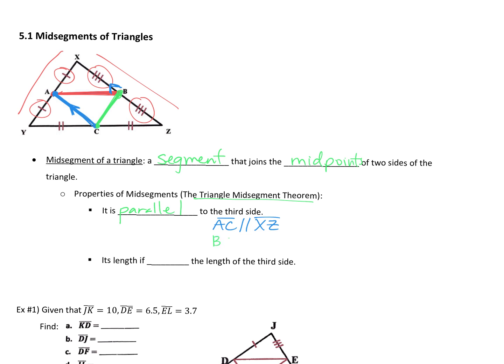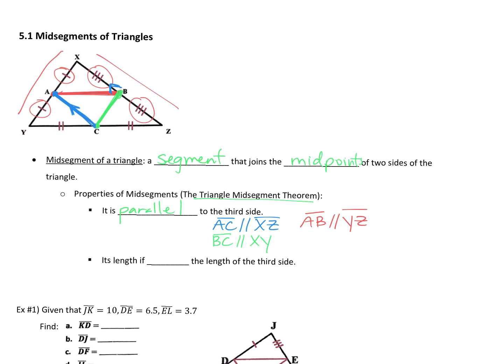BC then is parallel to what? To XY. And then the third one, AB, is parallel to YZ. Okay, so if we truly have a mid-segment, then those lines will always be parallel. So you will get parallel lines.